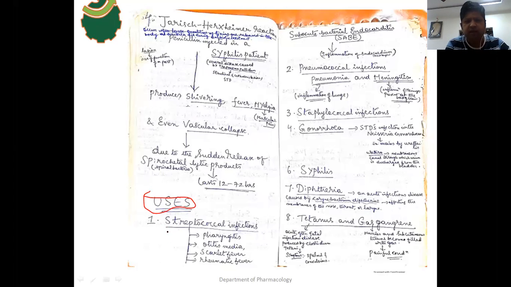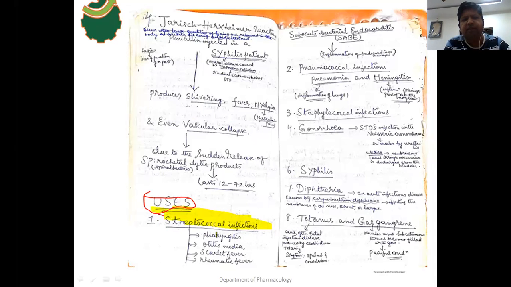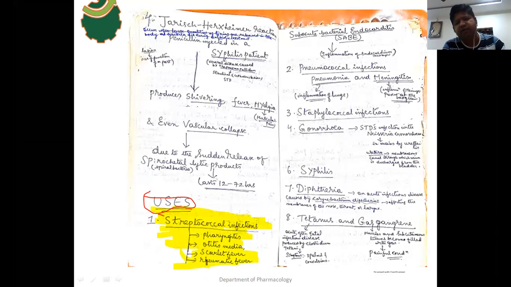You can just observe. The first one, you can see, is that it is used in streptococcal infections, especially inflammation of the pharynx, that is pharyngitis, inflammation of the ear, otitis media, scarlet fever, and rheumatic fever. Scarlet means a reddish rash. It is also caused by one of the streptococcal bacteria, and you can see red color rashes on the skin. That is scarlet fever.